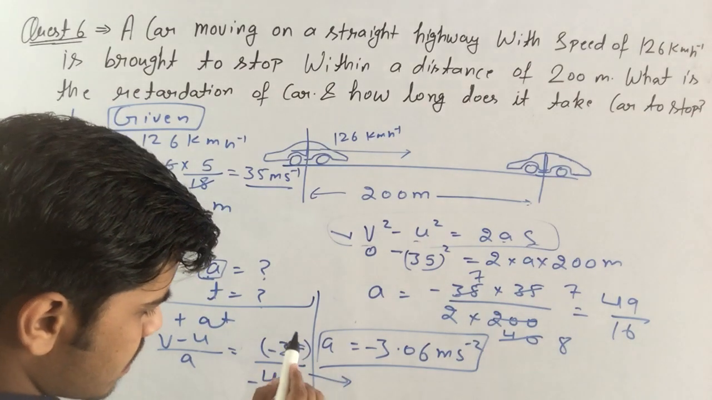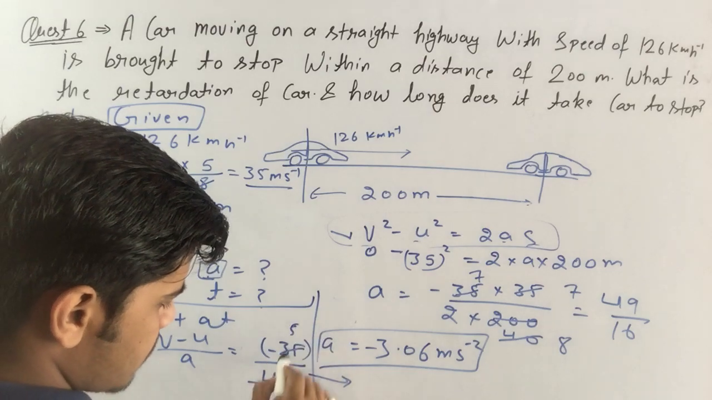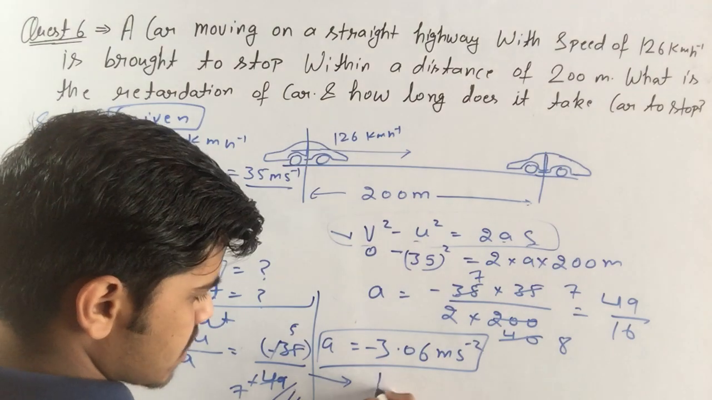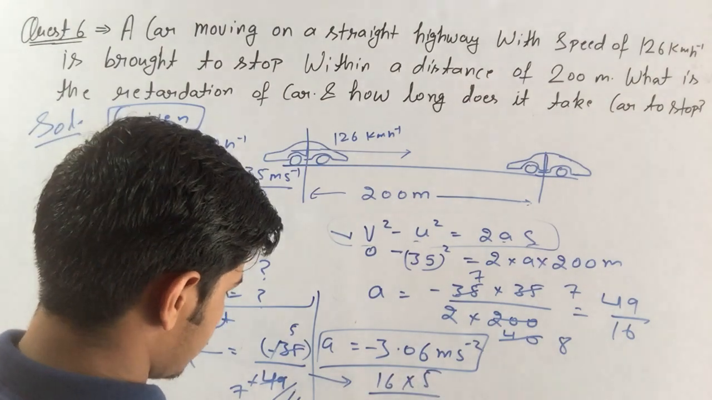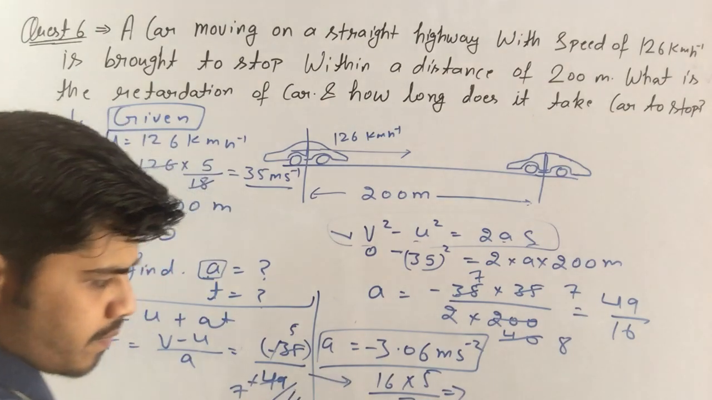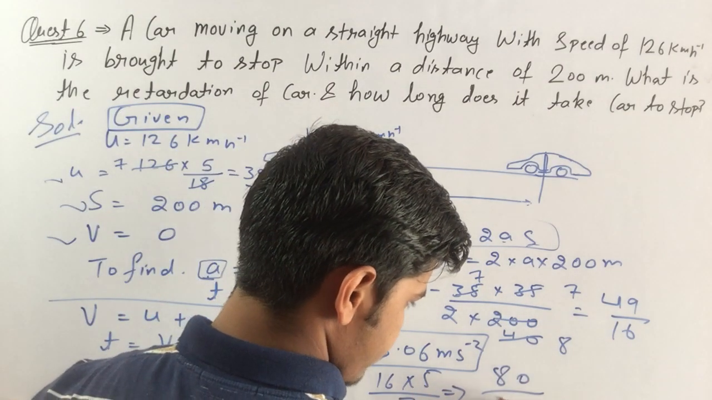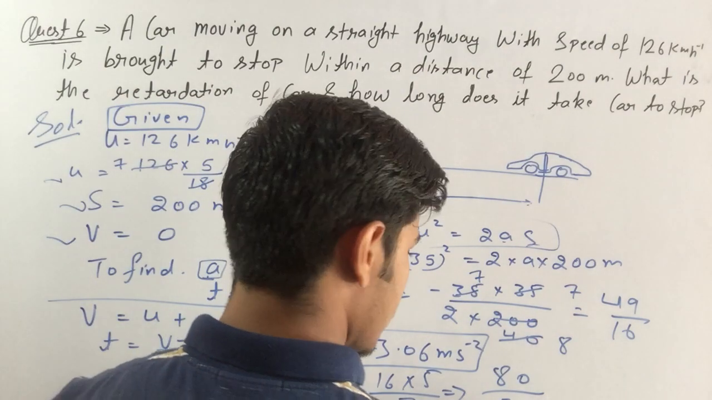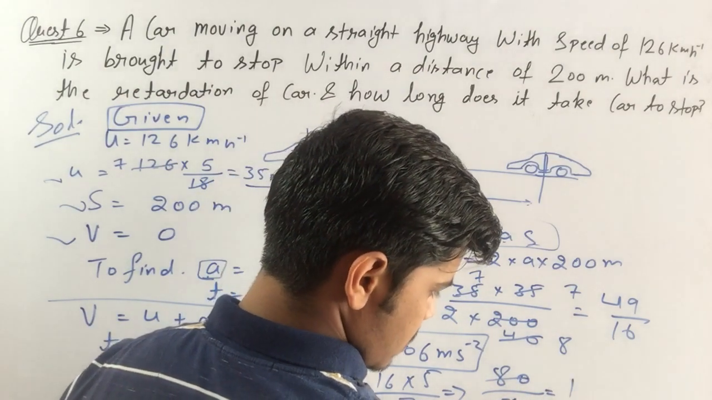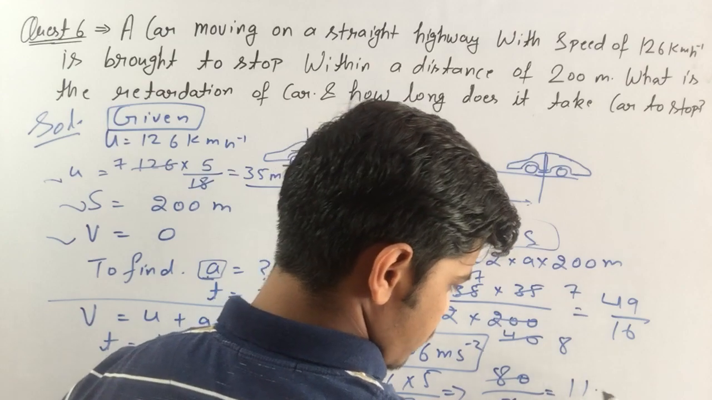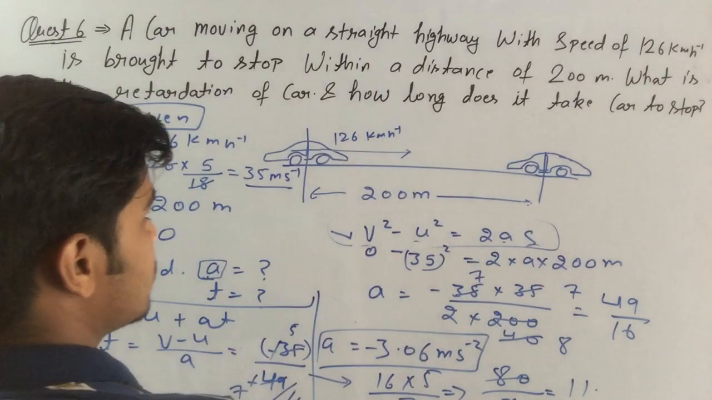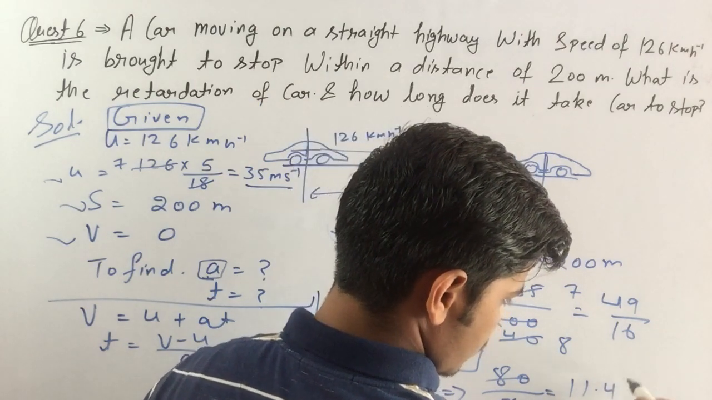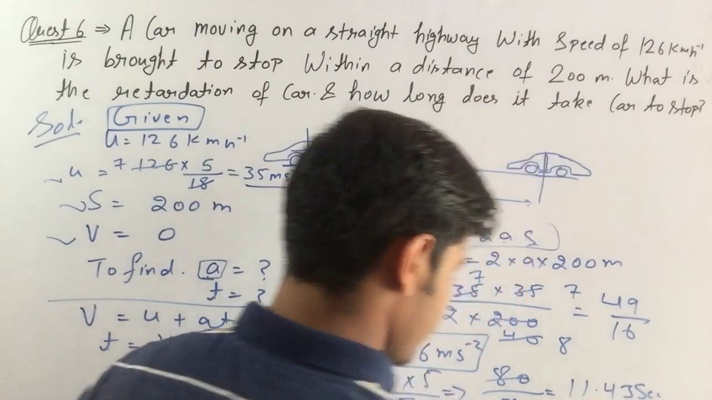After solving we get 7 5s, the negatives cancel, 7 7s, and the 16 goes up, 16 into 5 is 80, divided by 7. So after simplification we have 11.4 seconds, because it is time.